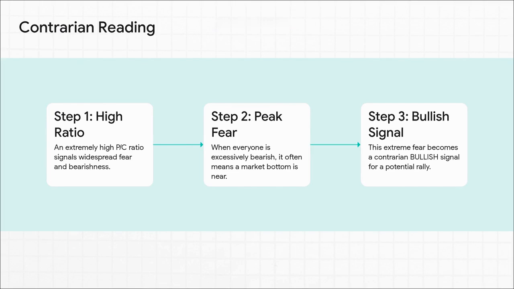Now, here's where that contrarian thinking really kicks in. When that put/call ratio gets super high, it means pretty much everyone is terrified. They're all betting on a big crash. But think about it. When pessimism is at an absolute peak, who's left to sell? Nobody. That widespread panic actually becomes a powerful, bullish signal, suggesting a market bottom could be right around the corner.